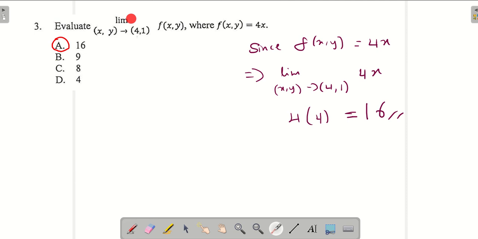Evaluate the limit as x, y is approaching 4, 1 of the function f of x, y, where f of x, y is equal to 4x. So here, if f of x, y is equal to 4x, then we can put 4x here. Then it becomes the limit as x, y is approaching 4, 1 of 4x. Now x is 4. So wherever you see x, you put 4 there, and the answer is 16.